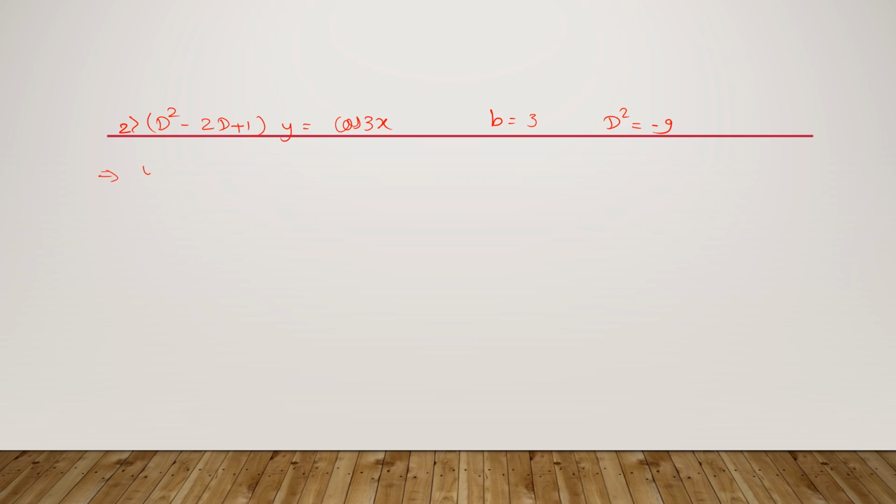So the solution is given as yp equal to 1 upon f(D), that is D² minus 2D plus 1, cos of 3x. So let's substitute the value of D² equal to minus 9. We have minus 9 minus 2D plus 1 into cos of 3x. So if I substitute, I find the denominator equal to minus 2D minus 8 into cos of 3x. So if I check whether the denominator value is equal to 0 or not, then I can say that the value of the denominator is not equal to 0.